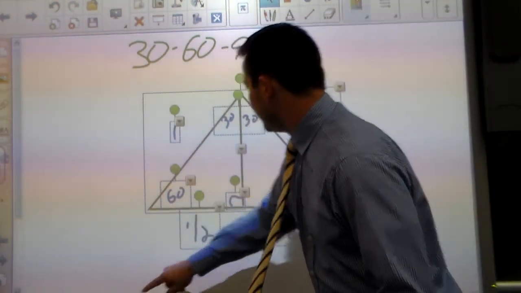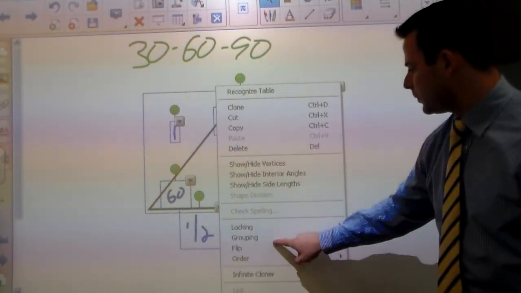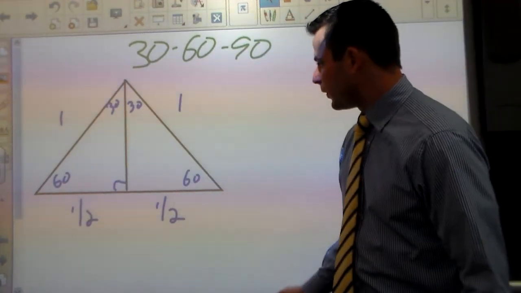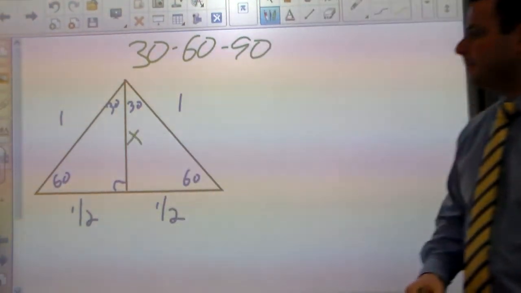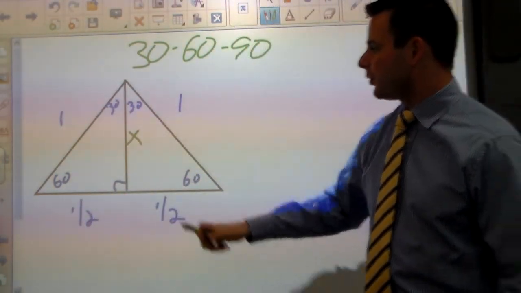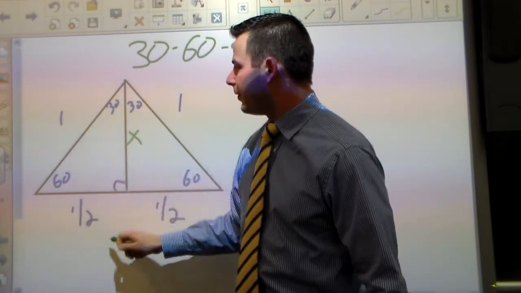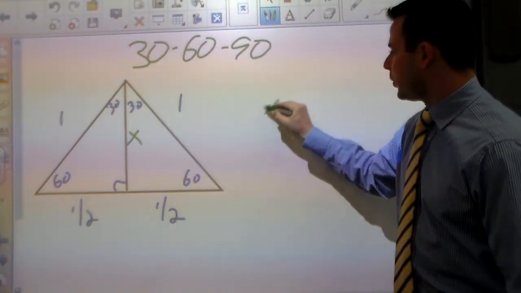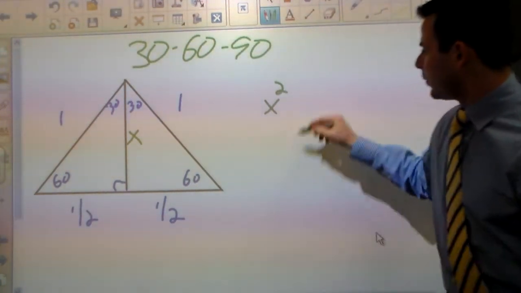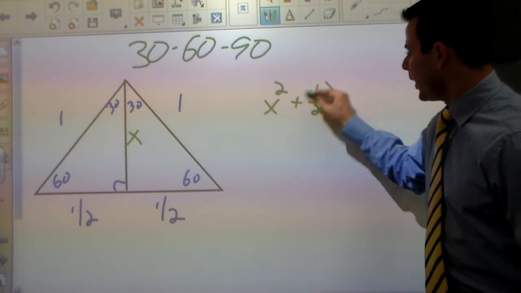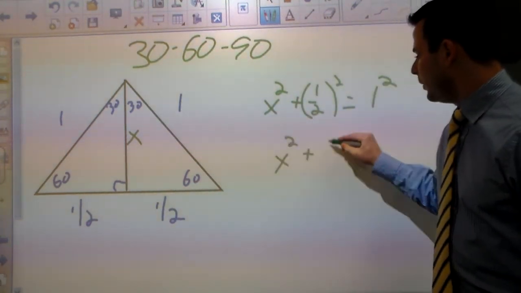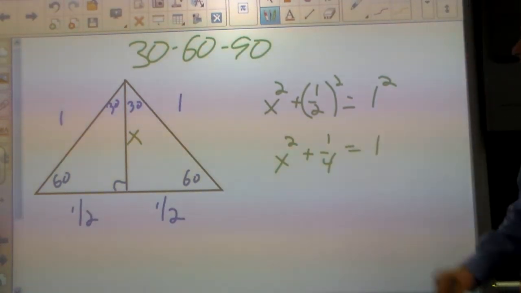So I'm going to group this all together and move it to the side. We're going to use the Pythagorean theorem to solve for this height. We're using one of these triangles now, the special right triangle 30, 60, 90, in which we have two sides. So a squared plus b squared equals c squared: x squared plus 1/2 squared equals 1 squared. x squared plus 1/4 equals 1.